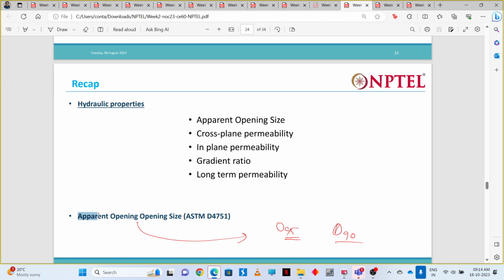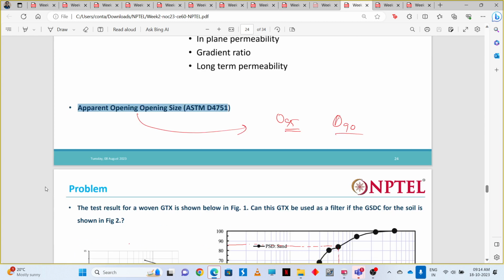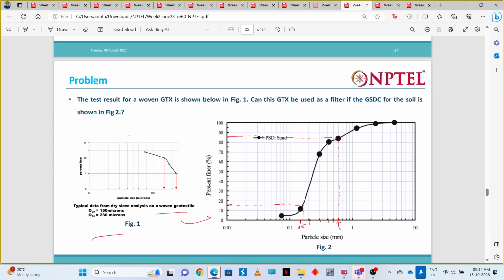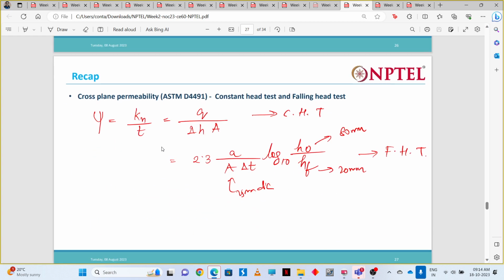Then we have one very important property known as apparent opening size, which is nothing but the O95 size, or sometimes O90 also. So we solved some problems regarding this. Then this is the expression to determine the cross plane permeability.